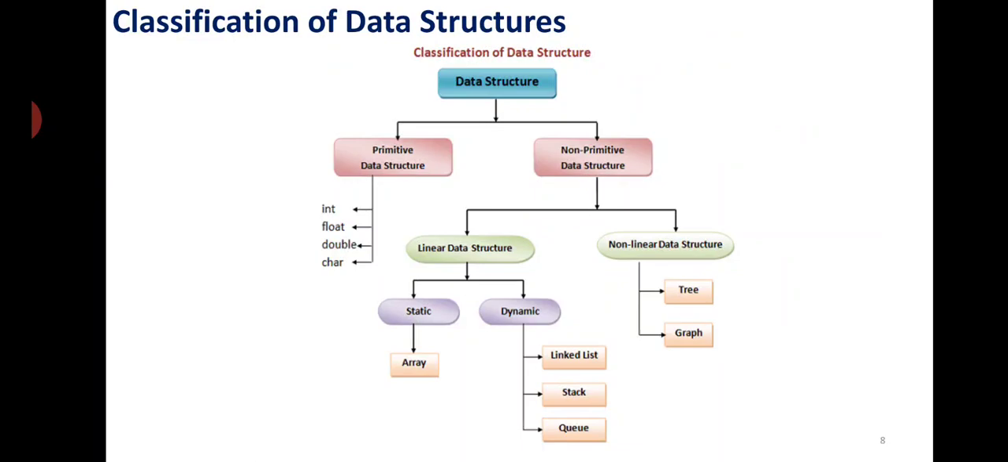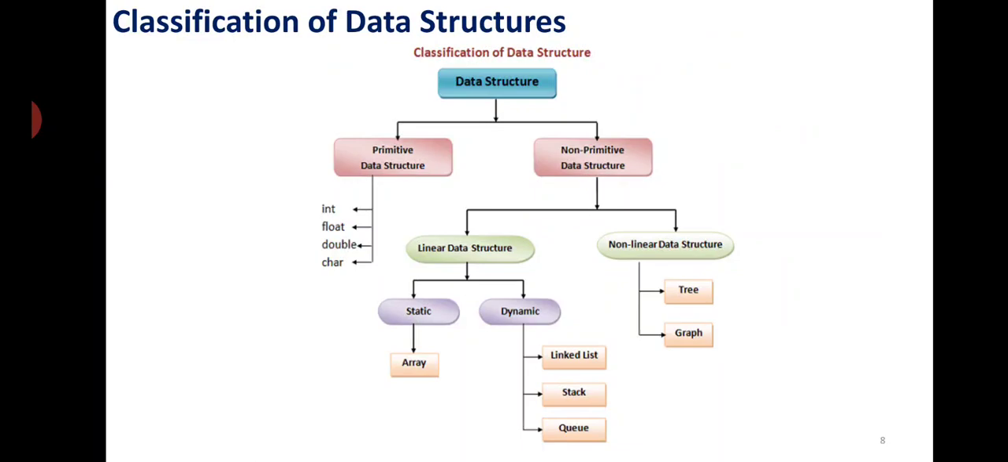I repeat, data structures are divided into two types, primitive, which operate directly upon machine level instructions. Example is int, float, double and char. These are used to solve the basic structures, whereas non-primitive data structures are used to represent the data when the data is complex. Again, non-primitive is divided into linear data structure, then non-linear.